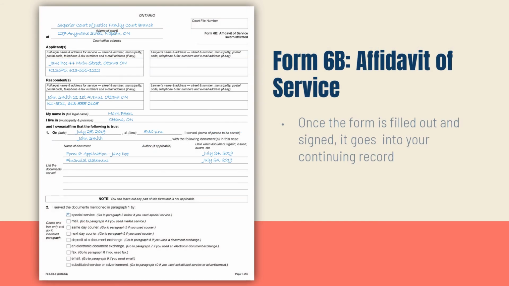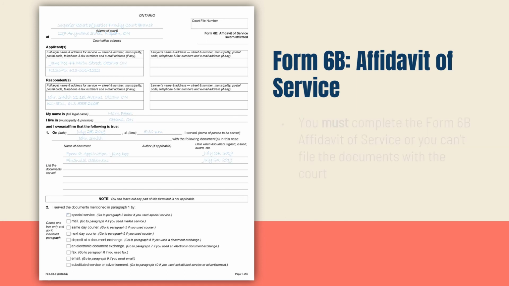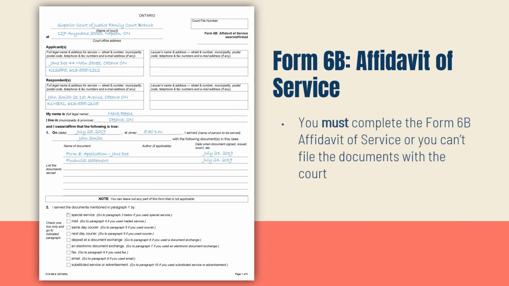Once the form is filled out and signed, you need to file it along with the original versions of the documents that were served in the court file, which is called the continuing record. Without this affidavit of service, you will usually not be able to file your documents, and the court will not be able to consider them.